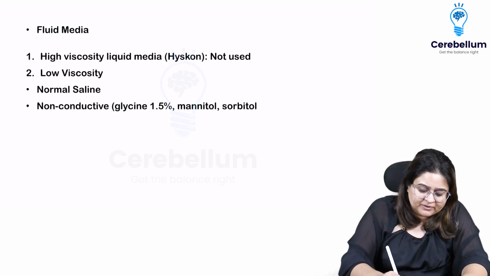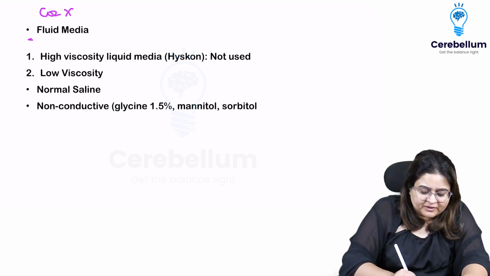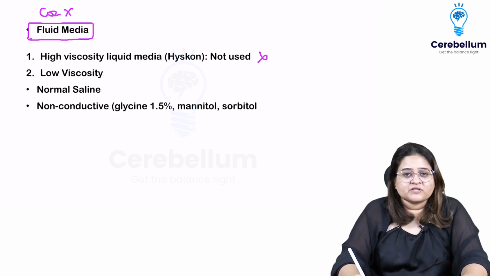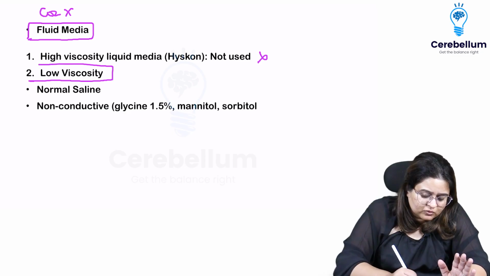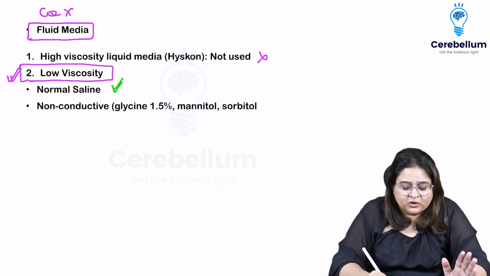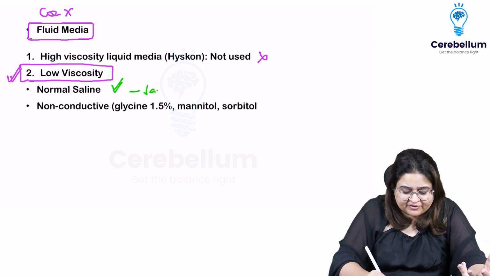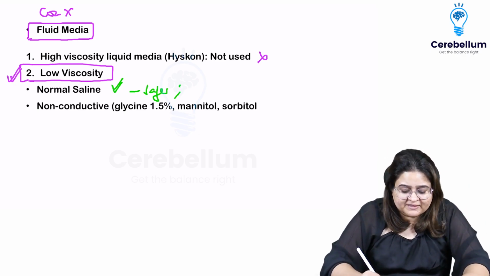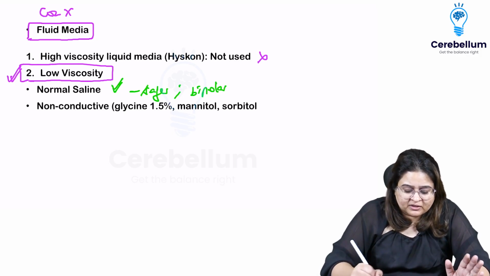We can either use carbon dioxide, but this is not commonly used at all. The other thing we can use is fluid media. Earlier, high viscosity liquids were used, but again not commonly used. What we commonly use now are the low viscosity media. And in this, normal saline is very commonly used, which is a conductive fluid. And it is safer, especially if you are using it for longer durations. Also, it is safer when you're using bipolar cautery.